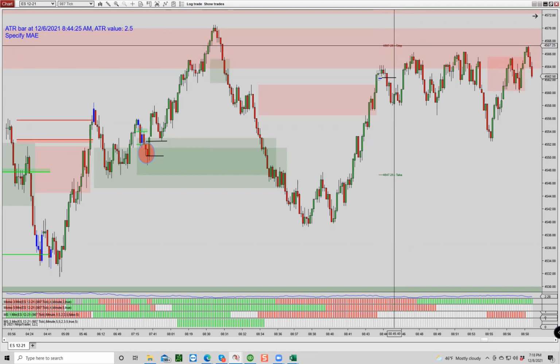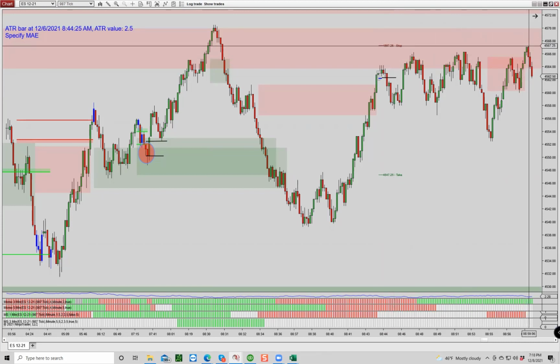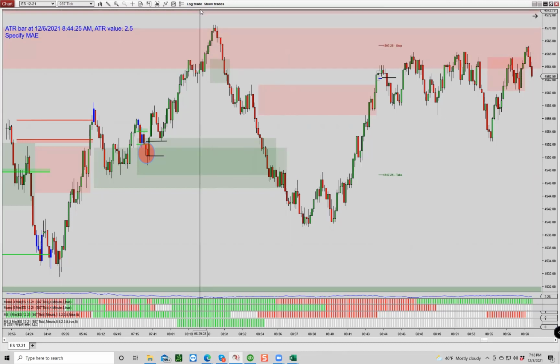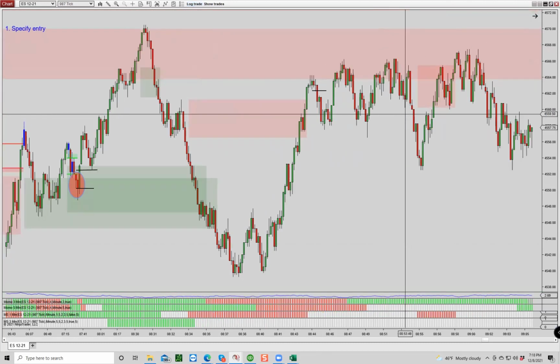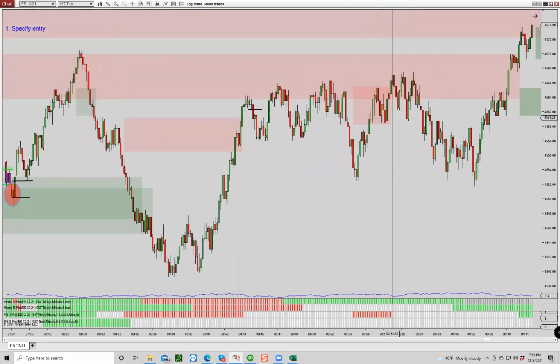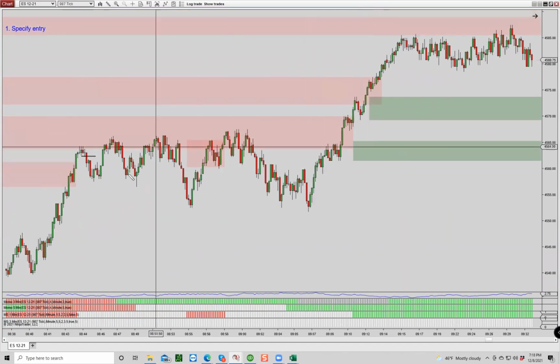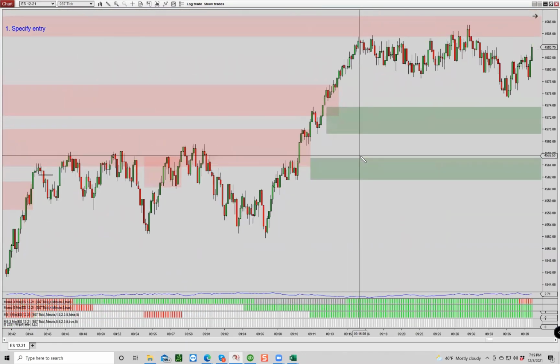So I would end up getting stopped out right on that move right there. And then I would just move on, look for my next potential trade. At this point, I have nothing. And now we chop for a while, then we get a nice move.